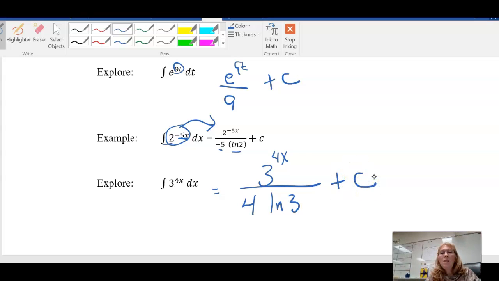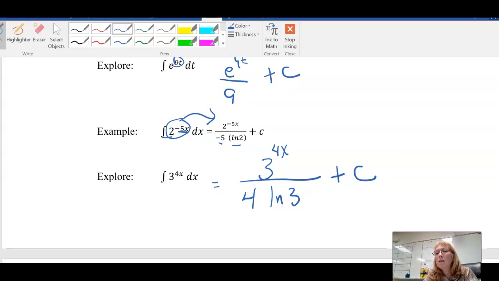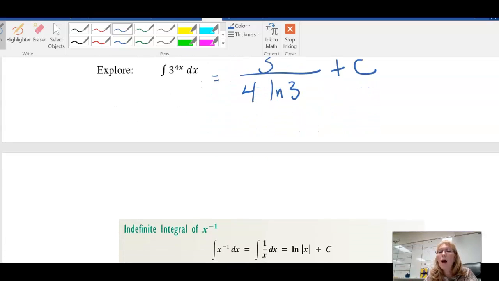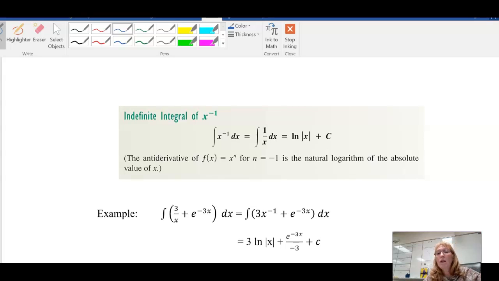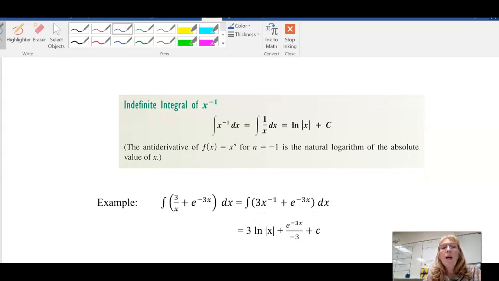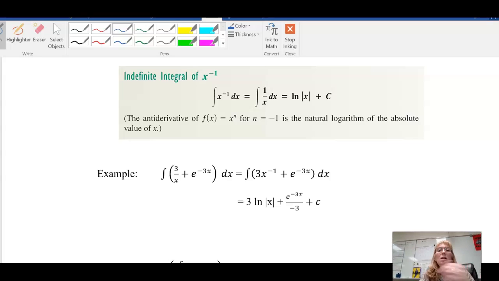Don't forget those plus c's. They can cost you a lot of points on the test because they are extremely important. You do not know exactly on the graph where it is, and the plus c puts it where it needs to be. Okay, last but not least is this dude, because he's a little hard.